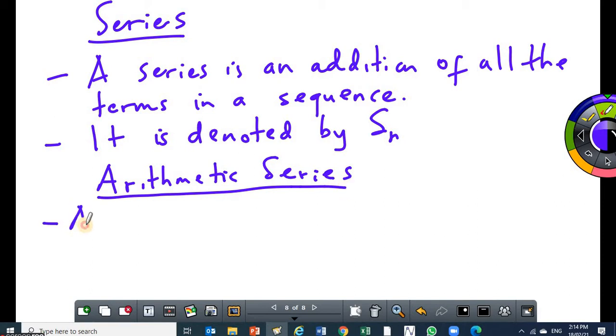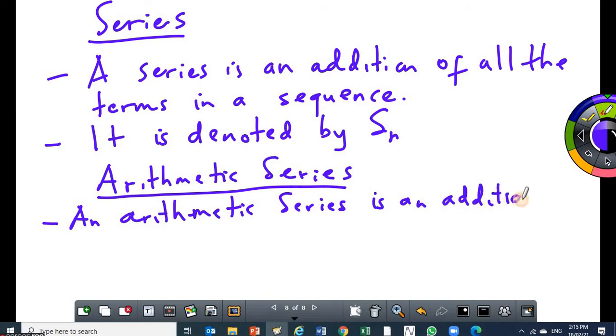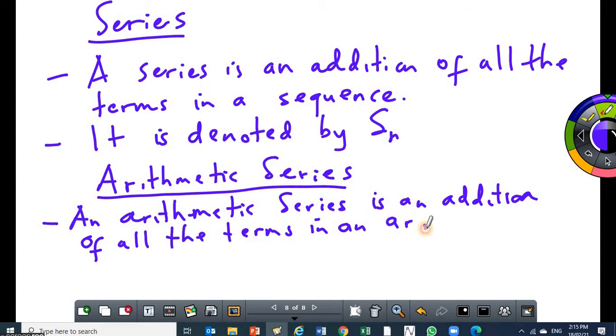An arithmetic series is an addition of all the terms in an arithmetic sequence. Okay.